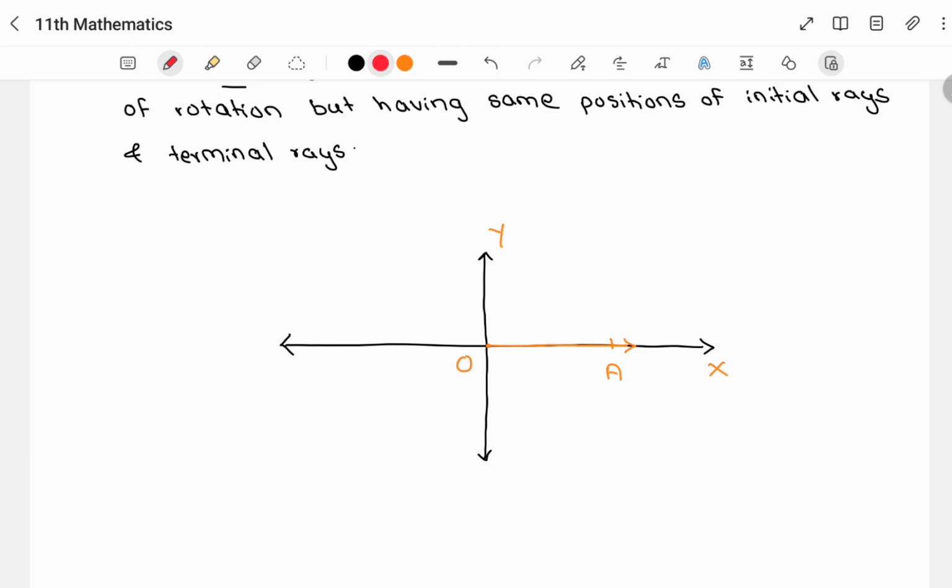So which are the available positions for the final arm? This position is an available position for the final arm. I'll take the black color. So you can have the final arm like this, B, or the final arm on the positive y-axis like this, B dash, or the final arm like this on the negative x-axis, and the final arm like this on the negative y-axis. So these are the possible positions for the terminal arm, or the final arm, where it can be on the positive x-axis, positive y-axis, negative x-axis, or negative y-axis.